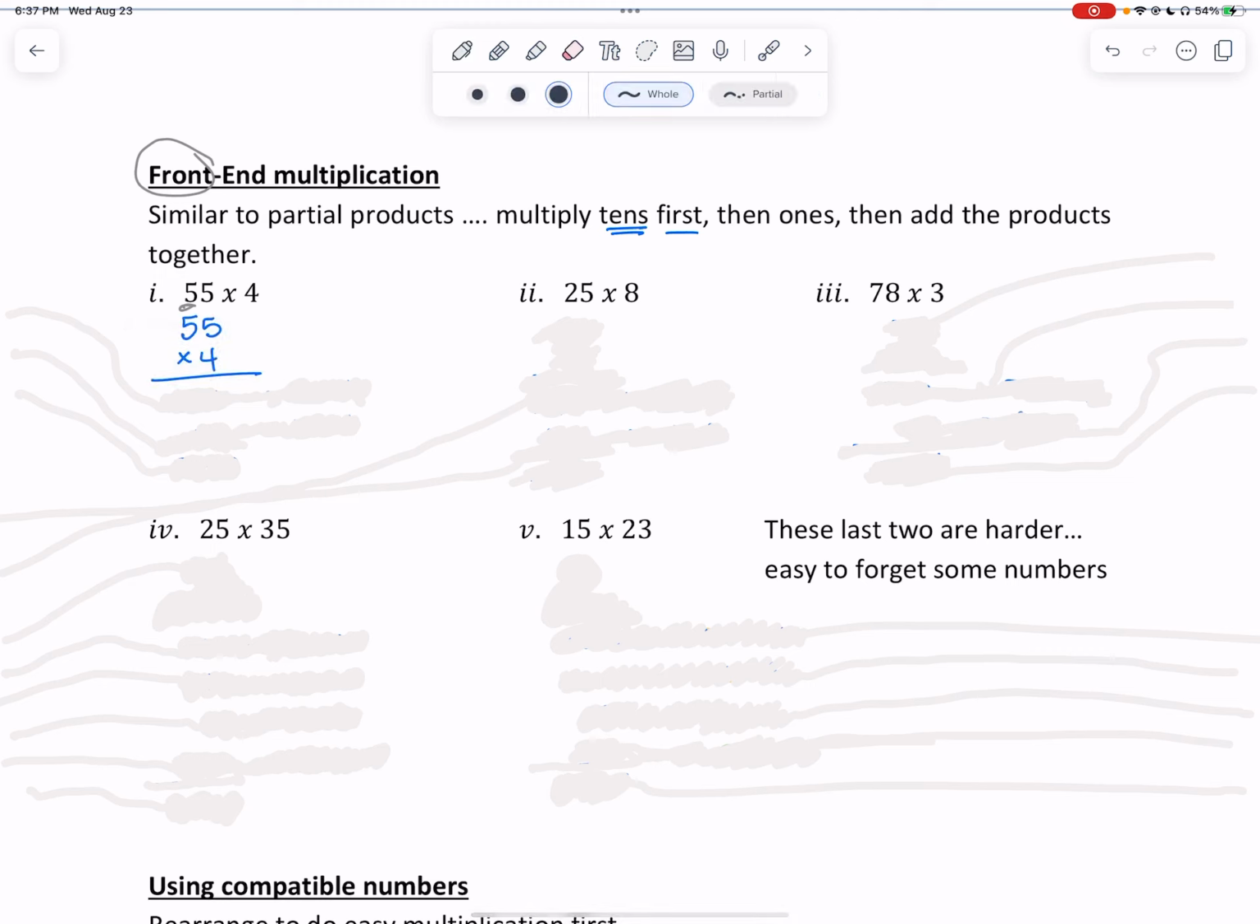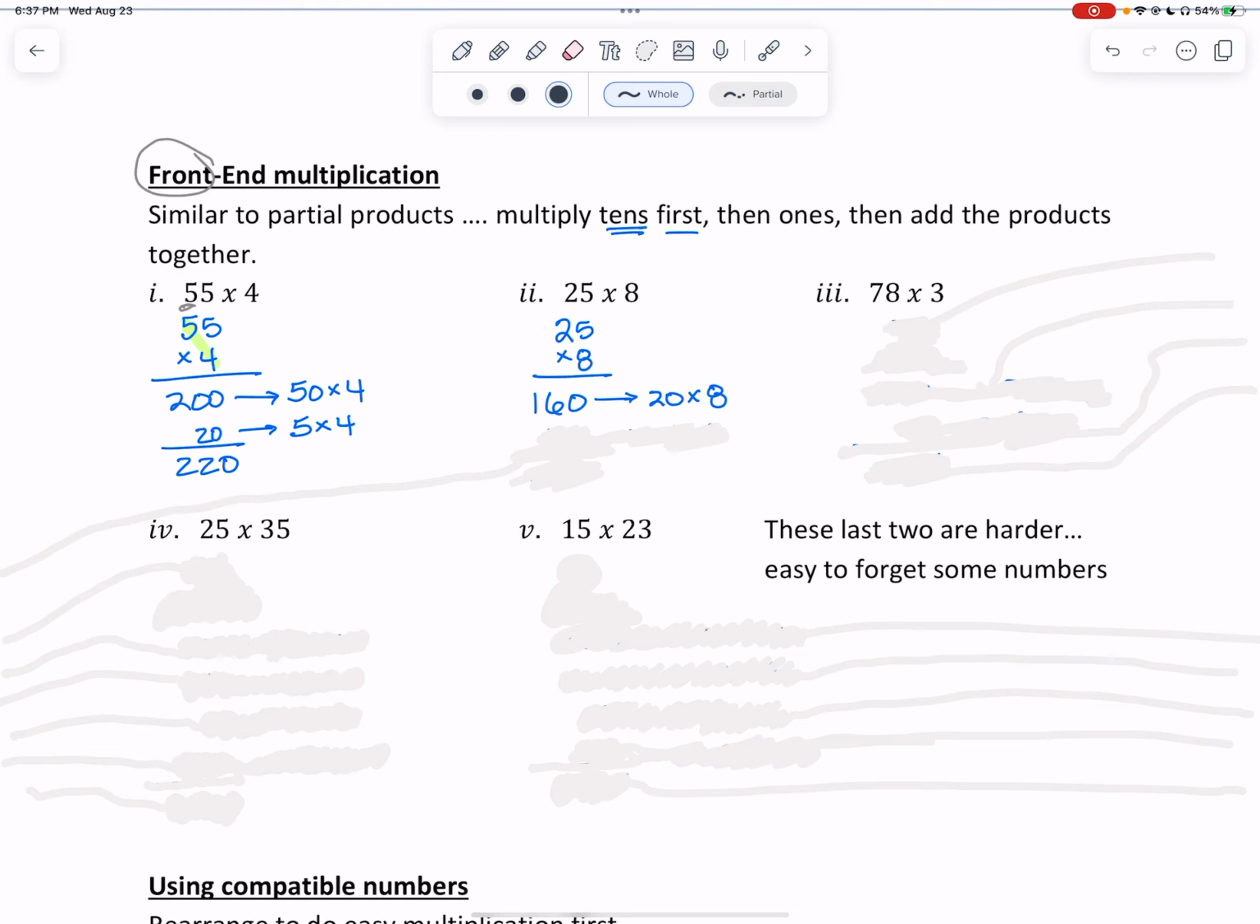Okay, so first one, we're going to do 55 times 4. So we're doing the tens first. So that's my 50. So I'm doing this guy first. All right, and then we're going to do 5 times 4. So we'll get 20 and add it together. So 220.